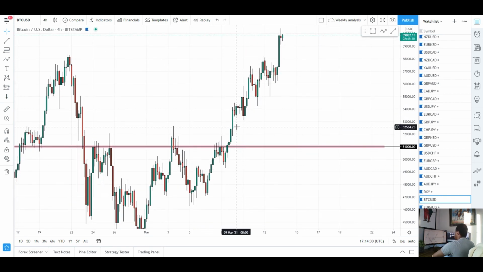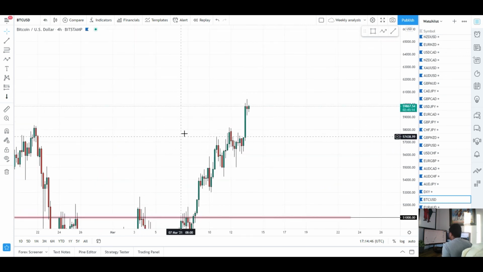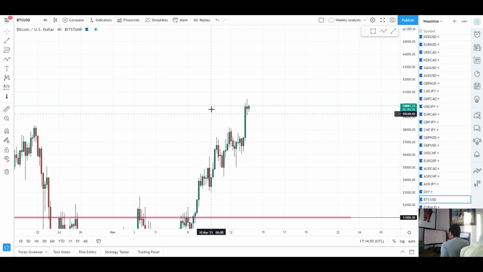As you can see, we had that really nice breakout past 51,000, held above, and price just continued to the upside. So right now Bitcoin is looking very, very bullish here. All technical aspects of it are looking very bullish, and it is showing signs that it wants to continue and now go and set a new target. So I do think the next target could be around 65,000 now for Bitcoin, potentially even higher than that.